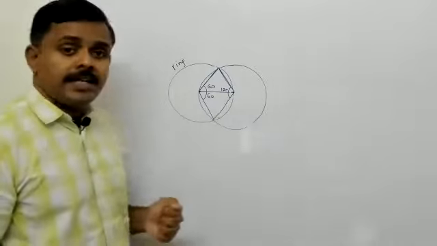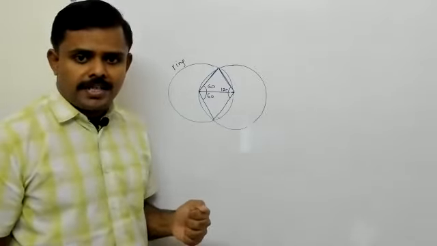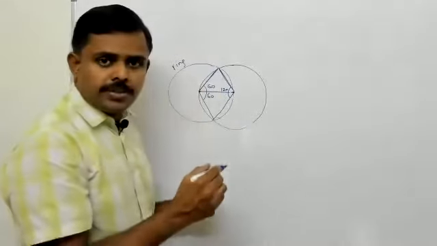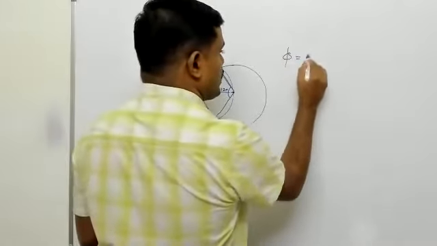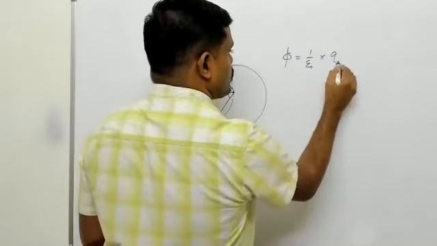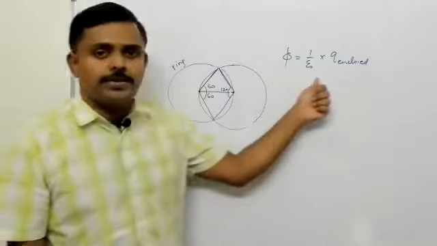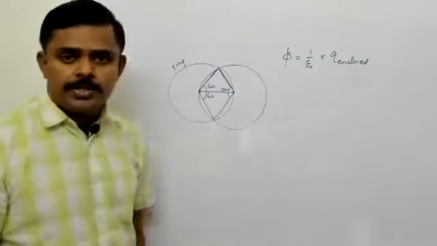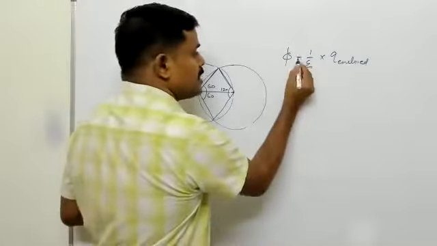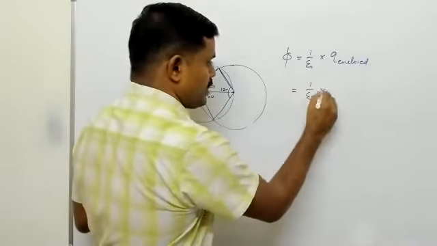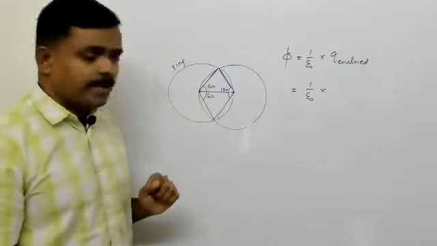So how much of the ring is inside? Look at this. I need to find, what is the question? Find the flux through the sphere. Flux through the sphere is what? 1 by epsilon 0 into Q enclosed. This is the equation for flux. For calculating flux, you can use this equation: 1 by epsilon 0 times charge enclosed. So that is 1 by epsilon 0 times how much charge is enclosed by the sphere?